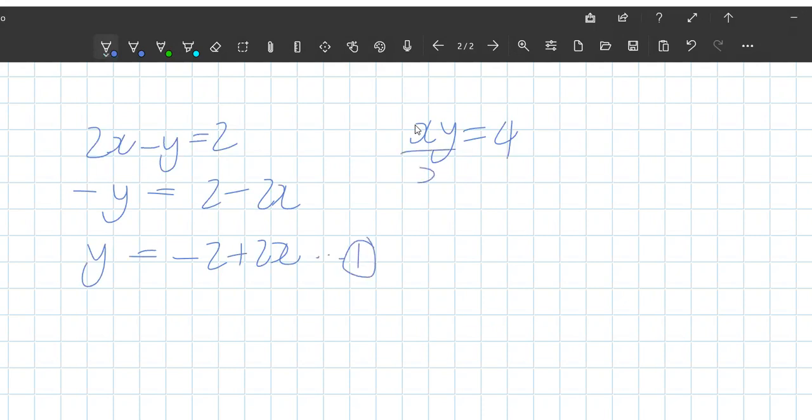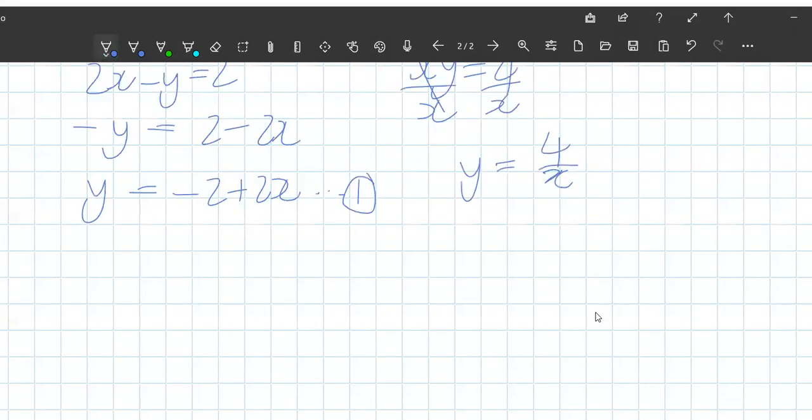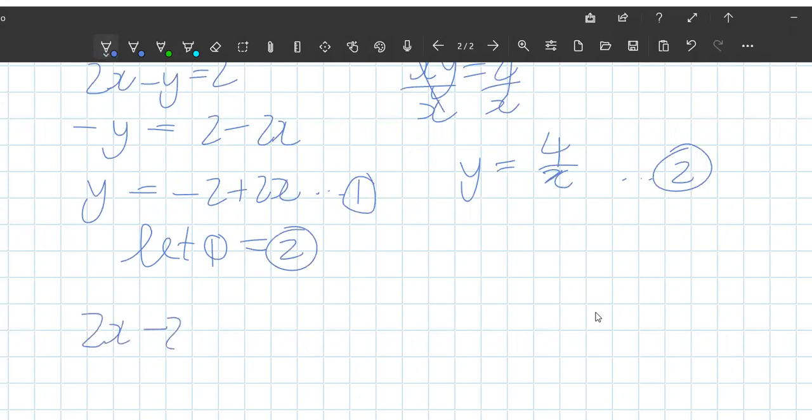This side's much easier. We just have to divide through by x. Those cancel out. y equals 4 over x. If you're using this method, we can label this equation number 2. We can simply let our equation 1 equal our equation 2. So 2x minus 2 is equal to 4 over x.